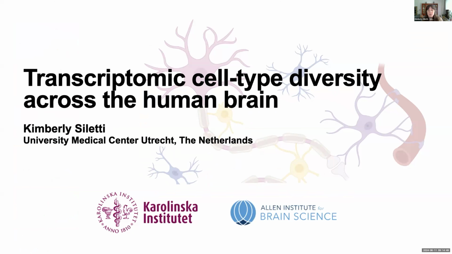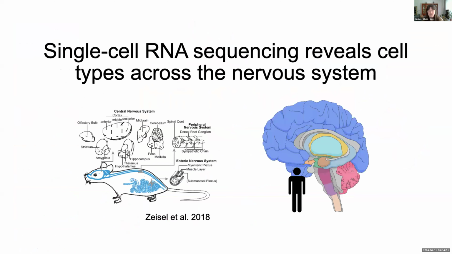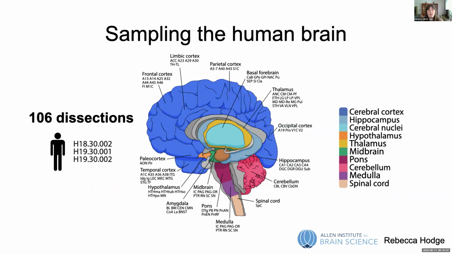And I won't spend too much time motivating this work because I know Ed has already described the importance of this work very well. This work came out of some of these earlier versions of a mouse brain atlasing efforts, where we wondered how some of this diversity was mapping to the human brain. And so we made a plan to sample the human brain. This was largely led by Rebecca Hodge at the Allen Institute.